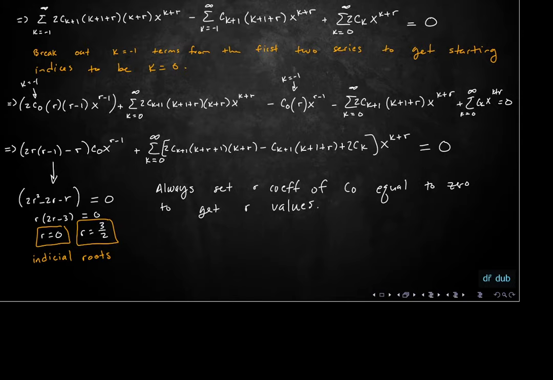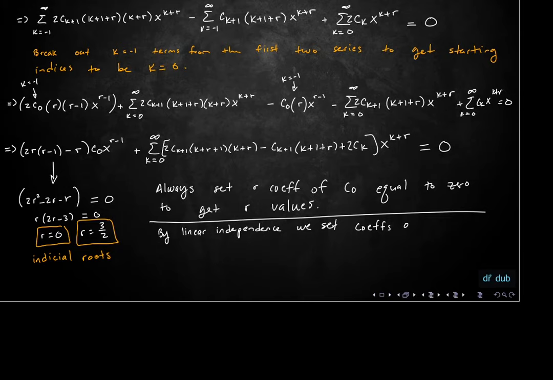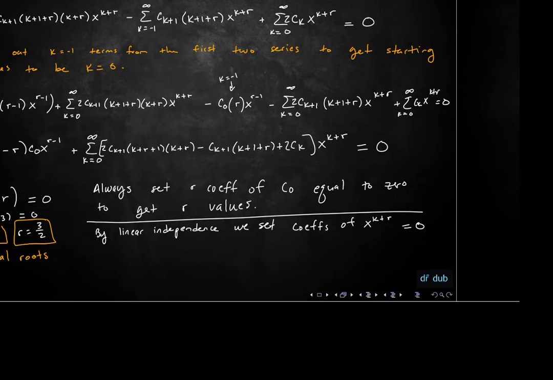What do we do now? We take the coefficient of x to the k plus r and set it equal to 0, basically by linear independence. So last thing to do is say by linear independence, we set coefficients of x to the k plus r equal to 0. So we're going to take this whole big thing in brackets and set it equal to 0. And we plug in a specific value of r. So for r equals 0, we'll have one expression, and for r equals 3 halves, we'll have a different expression. So let's look to see what that's going to be if we plug in specific values of r. So let me simplify it a little bit and then plug in values.